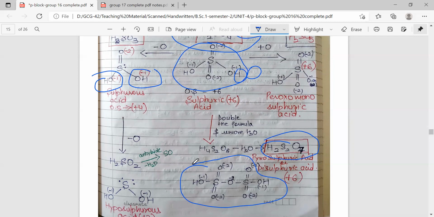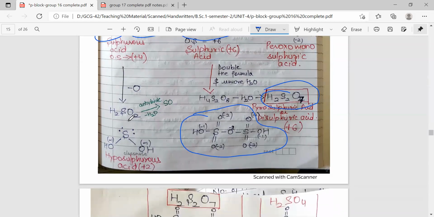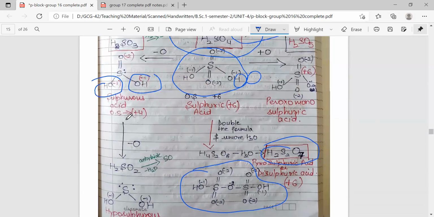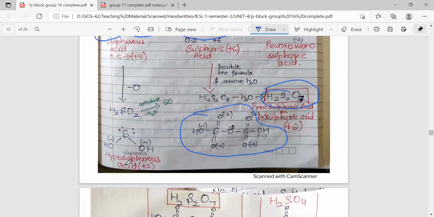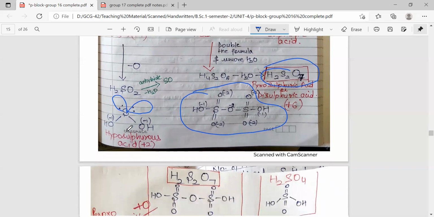And this is the structure with 2 OH groups, 4 double bonded oxygens and 1 bridging oxygen. From sulfurous acid, if we remove one more oxygen, we get the prefix hypo, so that is hyposulfurous acid. Here a doubly bonded oxygen is not there. Both the doubly bonded oxygens of sulfuric acid have been removed in hyposulfurous acid, and here sulfur is in the +2 oxidation state. Still the geometry is tetrahedral because there are 2 lone pairs present on this sulfur.